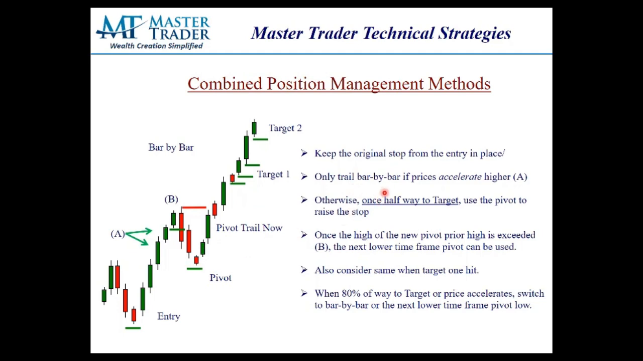So we only do bar by bar if prices accelerate. Otherwise, once it's halfway to target, you can use a pivot once it forms. Now, as it's pushing higher and pushes up above the prior high, what you could do is move to a lower time frame to use pivots as prices begin to accelerate. And I explained the way to do that, looking at this time frame, looking for a larger bar.